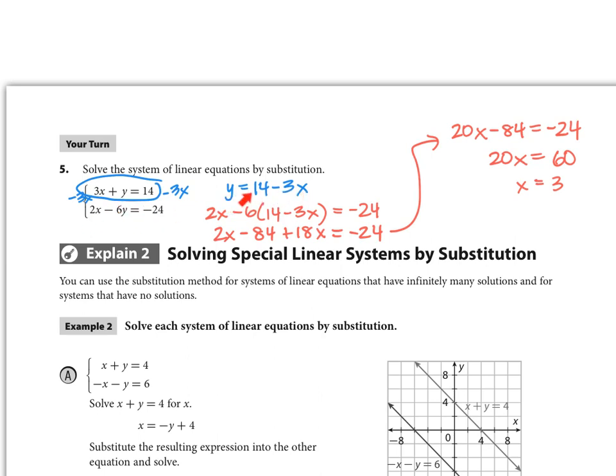Or you can use this one I've written in blue. So instead of x, I put a 3 there. So it's 14 minus 3 times 3. And that one will probably be the easiest one to use. And that gives us 5. Again, thinking back to the last lesson, where they intersect, if we were to graph them, that would be the point 3, 5. And that's our solution.